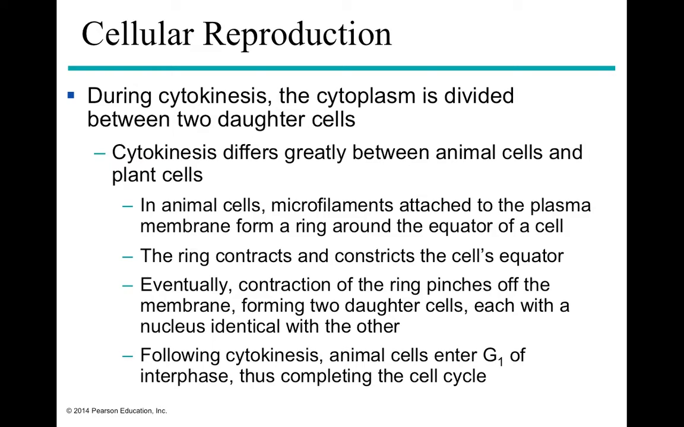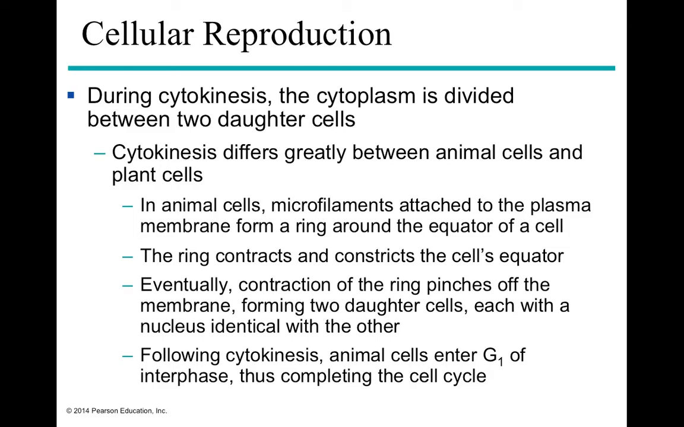And because of the way that plant cells and animal cells are created, there's a major difference, right? Plant cells have a cell wall. And so it's going to have specialized steps to fill in that cell wall. So in animal cells, we're going to have microfilaments attached in a ring around the equator of a cell, similar to a belt that just keeps getting tightened and tightened. It's going to constrict the cell's equator and eventually create two daughter cells by pinching off.